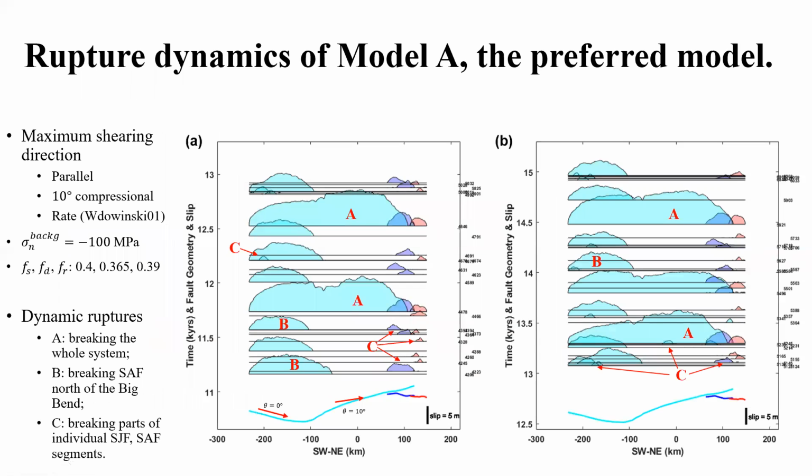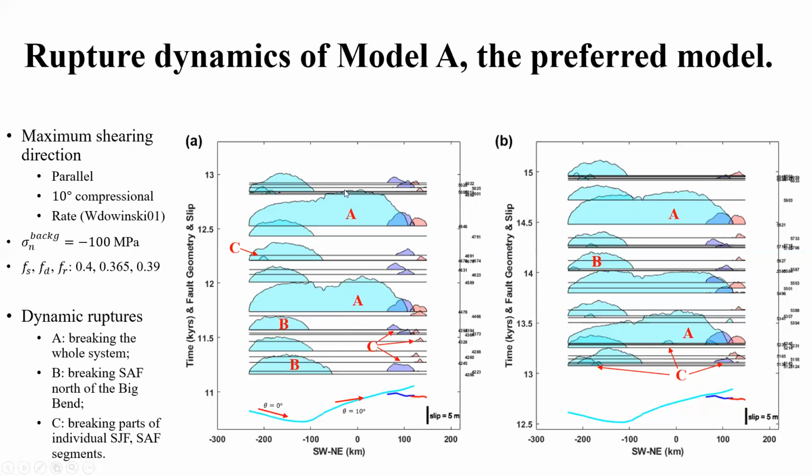These results show the slip distributions of the earthquake sequence over 4,000 years in Model A. So the loading conditions are shown here. It is parallel to the fault segments north of the Big Bend and shows a slightly compressional environment south of the Big Bend. There are 3 types of ruptures in the system.